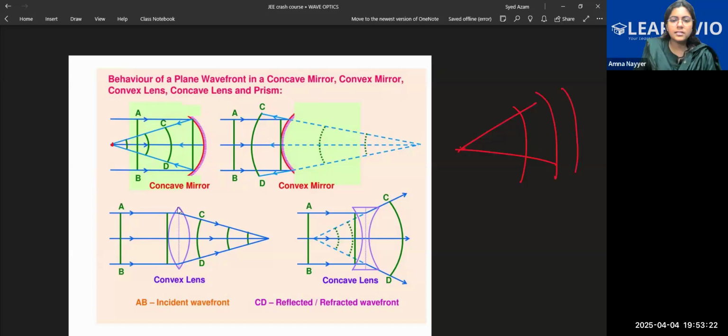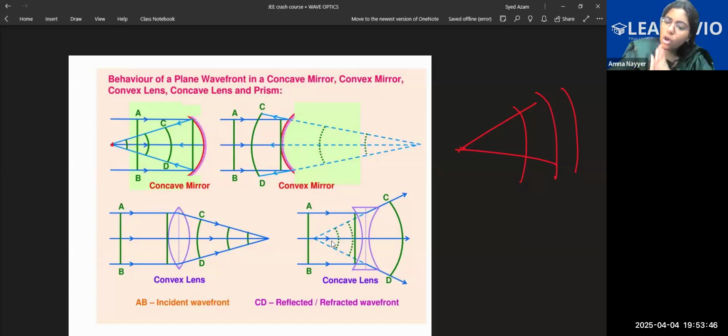Then the convex lens is going to converge all the rays. So this is how the wavefronts are going to appear. Similarly, this is a concave lens. The concave lens diverges. So this is how the wavefronts are going to appear. You know what the function of a concave mirror is, what the function of a convex mirror, concave lens, convex lens is, right?